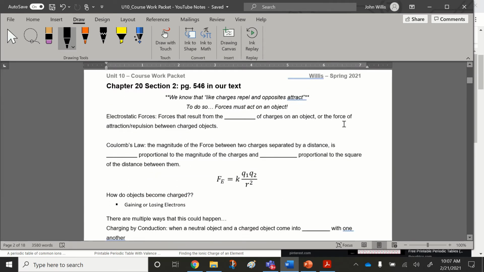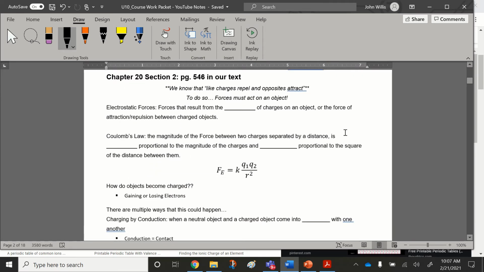Moving on from there, we get chapter 20, section 2. This is the start of your reading note quiz for this unit. So, electrostatic forces. Just like any other kind of interaction, right? If we've got things repelling or things attracting one another, then there's got to be a force that causes that repulsion or causes that attraction. Things don't accelerate by themselves. It is not the natural tendency of an object to accelerate.